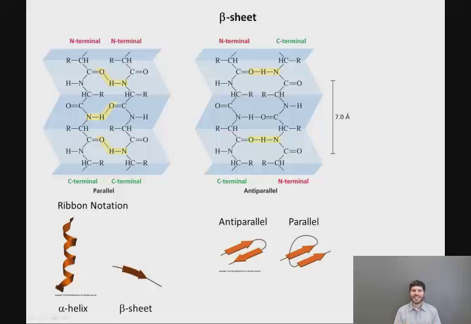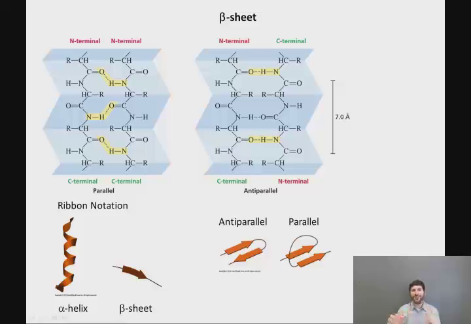And the way we indicate the two beta sheets using ribbon notation, if they are anti-parallel, is you have the arrows pointing in opposite directions. If they are parallel, you have the arrows pointing in the same direction. So also notice that when there's just what looks like a rope between a couple of these, what are called domains, that is just random coil peptide. It is neither alpha helix nor beta sheet.